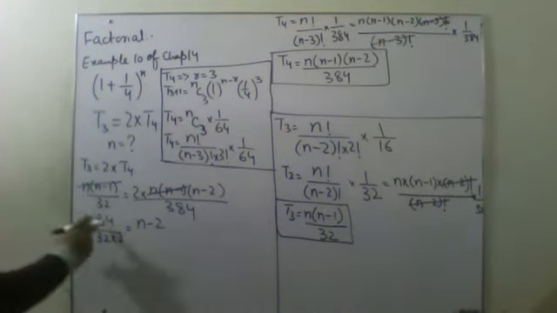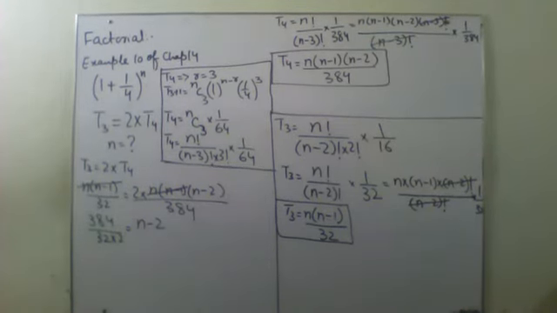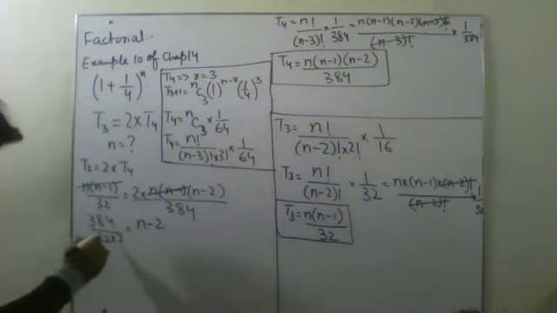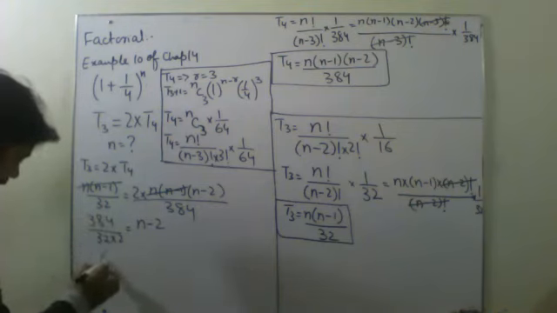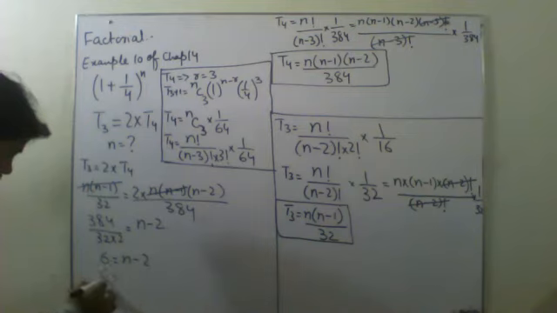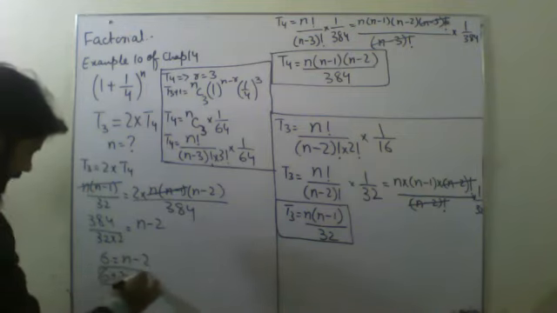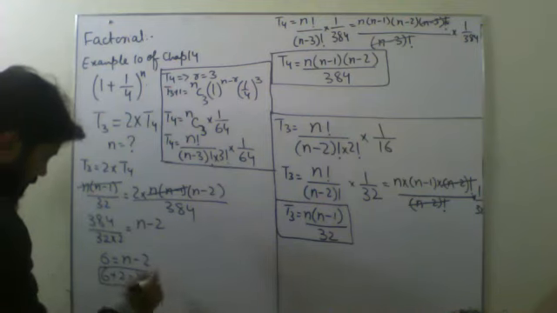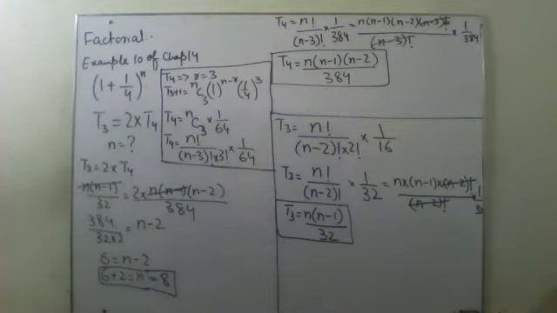So when I simplify it, what will be my answer? My answer will be 384 divided by 64. The answer is coming 6. n minus 2. Shifting minus 2 over here. So 6 plus 2 equals n. So the value of n is coming equal to 8, and that's your required answer over here.